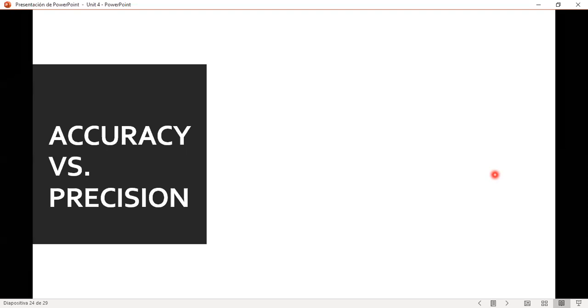On the other hand is precision. Precision is similar to accuracy, but I feel that there are two words. Maybe the difference is like structure, but for me it is very similar. The precision, accuracy.